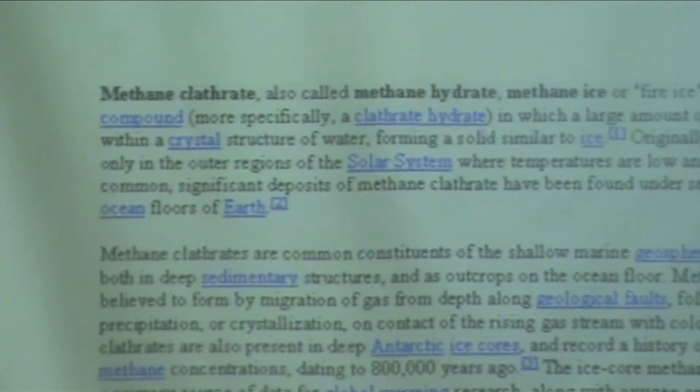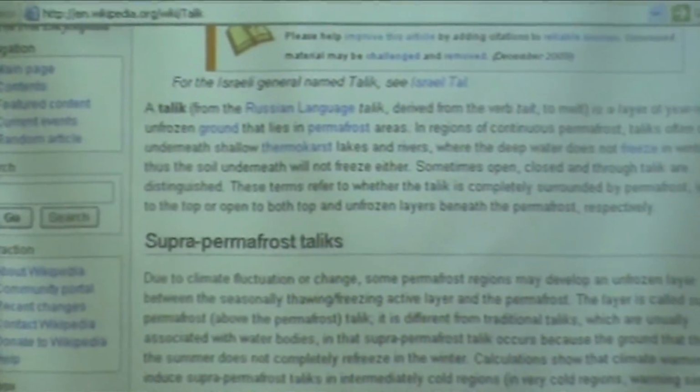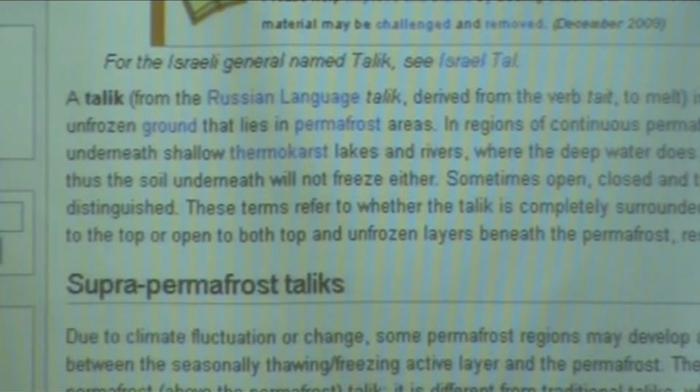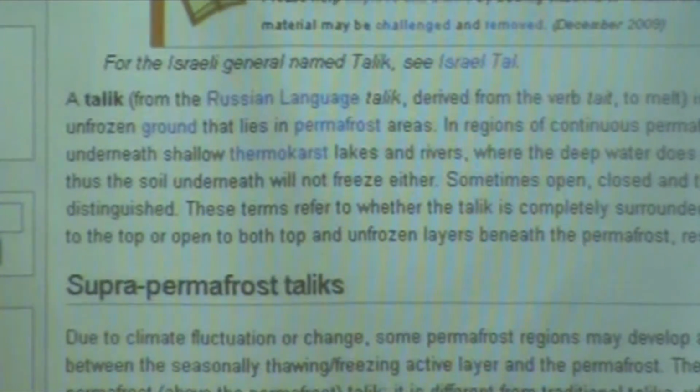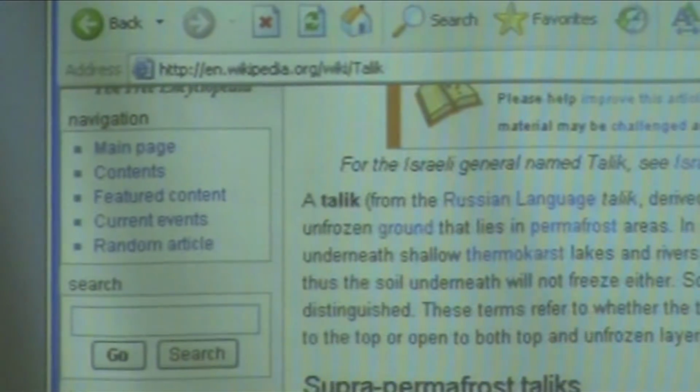Now, there's one other term that I want to make you aware of, and it's called a talik. A talik is a Russian word. It's a layer of year-round unfrozen ground that lies in permafrost areas. Remember, permafrost is the soil that's permanently frozen, and a lot of that permafrost contains methane hydrates. Now, a talik is unfrozen ground, and the problem is that scientists are worried that these taliks, which are near the permafrost, are going to become more and more numerous because the permafrost is going to melt, and it's from these taliks that you're going to have the leaking of methane gas. So the more taliks, the more danger we're in. And again, talik is a Russian term which means to melt.